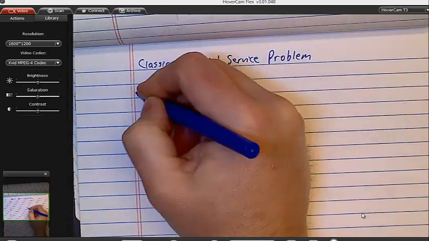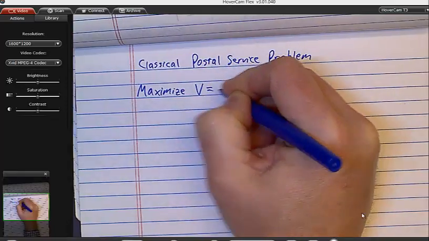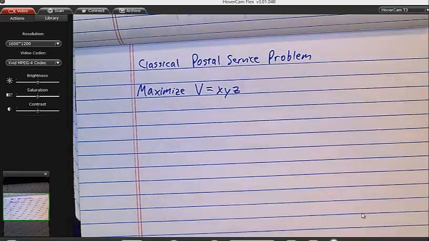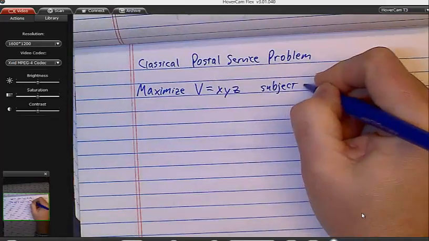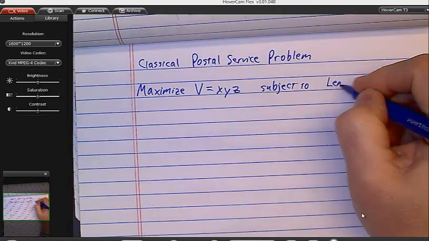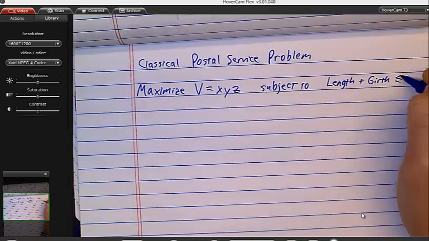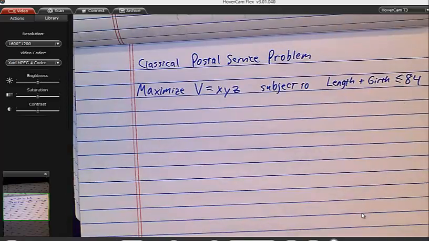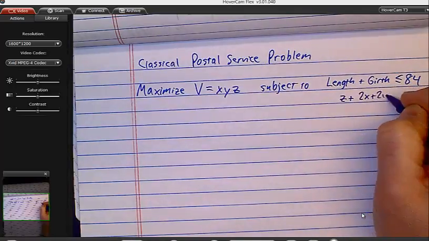Okay, so we want to maximize V equals XYZ because it's a rectangular box, subject to the constraint, and the constraint is that length plus girth is less than or equal to, what did I go with, 84? Yeah. Okay, 84.